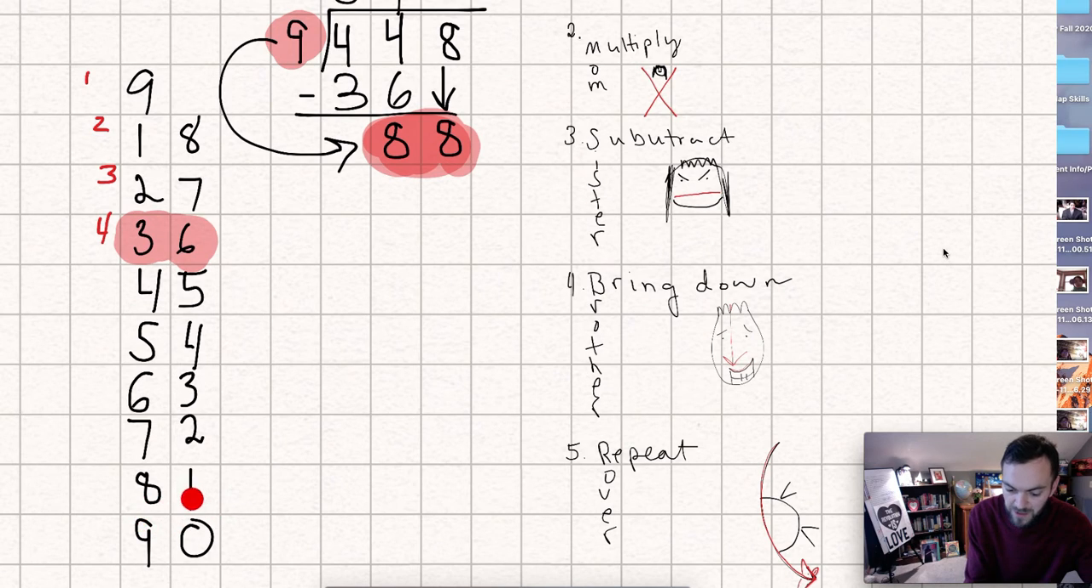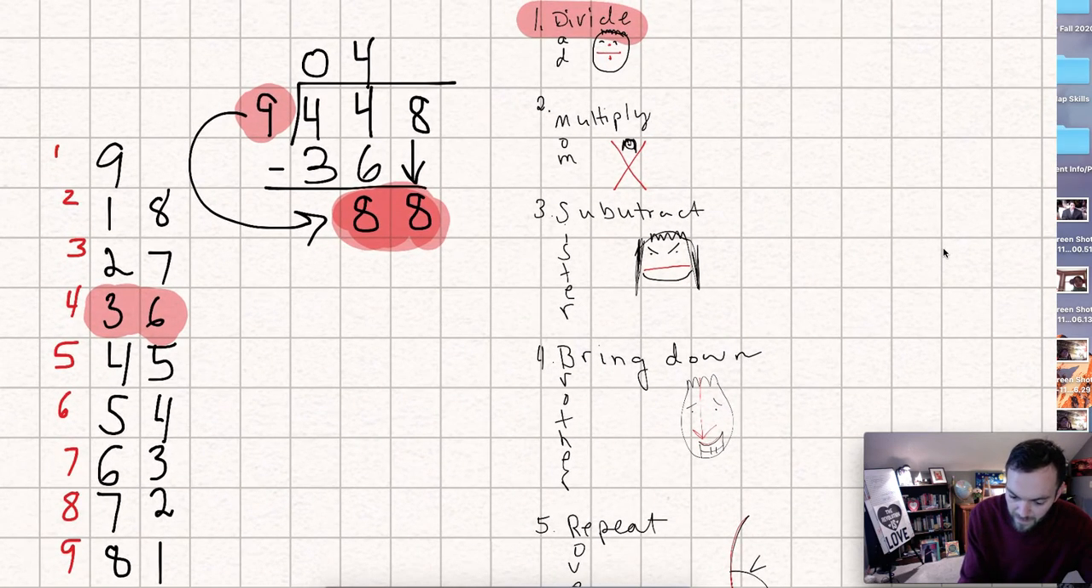I'm going to do what I did before. I'm just going to label my multiples. 1, 2, 3, 4, 5, 6, 7, 8, 9. All right, I was able to make how many groups? 9 groups. And as soon as I write that number down, I'm going to move on to step 2. What is step 2? Step 2 is multiply.